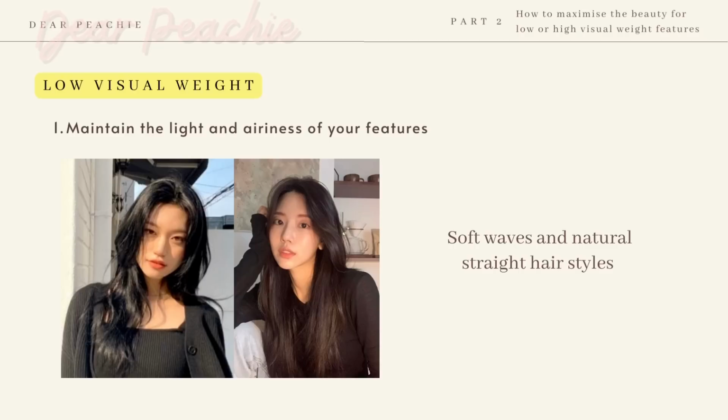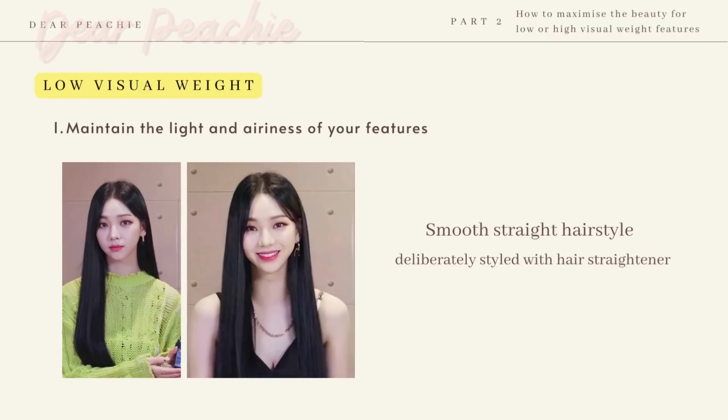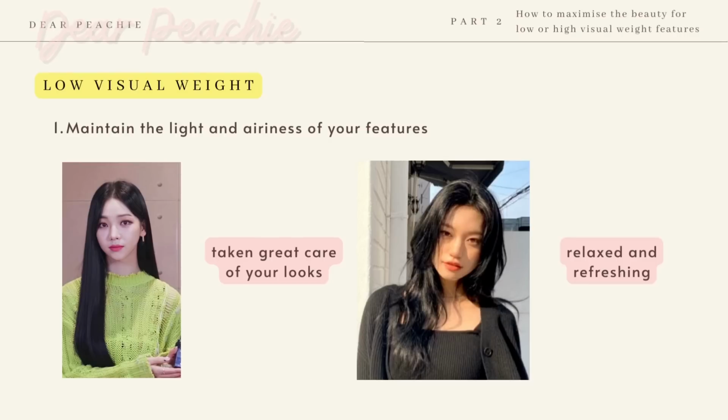The soft waves and natural straight hairstyles accentuate this style the best, since they can totally make you look effortlessly beautiful without even trying. However, the smooth straight hairstyle that is deliberately styled with a hair straightener exudes a totally different kind of vibes compared to natural straight hair. The former seems like you have taken great care of your looks, but the latter seems to give off more relaxed and refreshing vibes, which is what we want to achieve for this look.